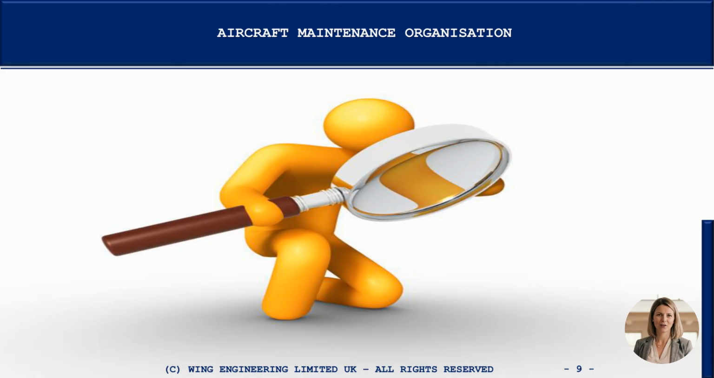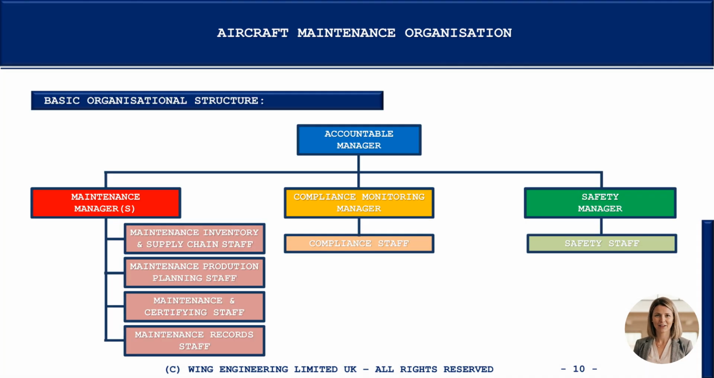How do the key functional areas translate into the basic organisational structure? This schematic diagram represents the translation of the key functional areas into the basic organisational structure. Let's work our way through the diagram from the right to the left. The safety manager is responsible for the execution of the safety management function. Depending on the size and complexity of the organisation, he or she may be supported by safety management staff. The compliance manager is responsible for the execution of the compliance monitoring function. Again, depending on the size and complexity of the organisation, he or she may be supported by compliance monitoring staff.